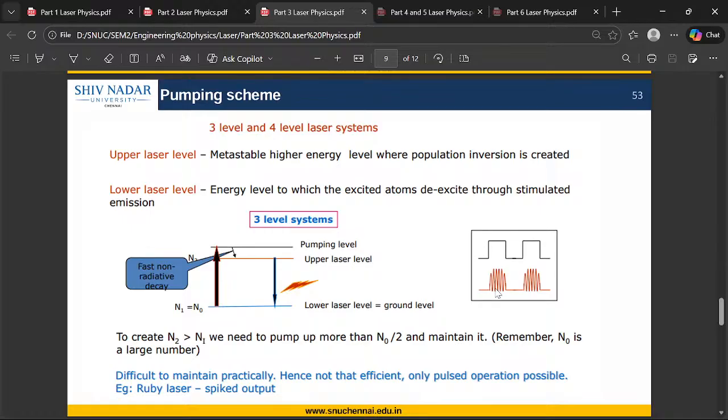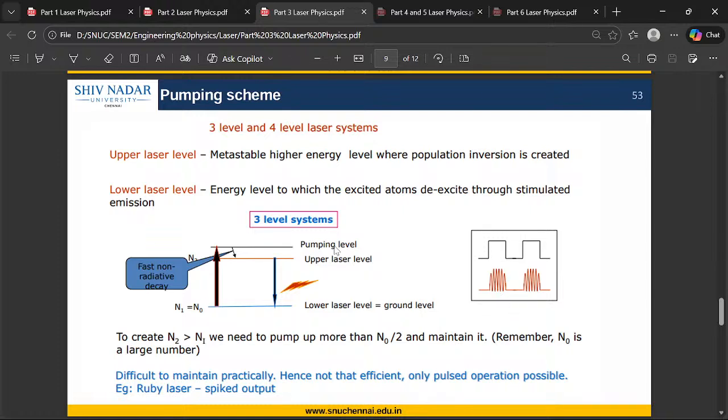Here, the upper laser level, the metastable state, is the higher energy level where population inversion is created. In the lower laser level, that is where the electrons come back to. So it is the lower laser level.